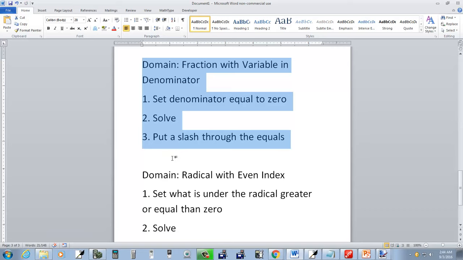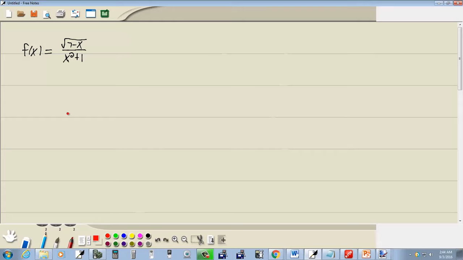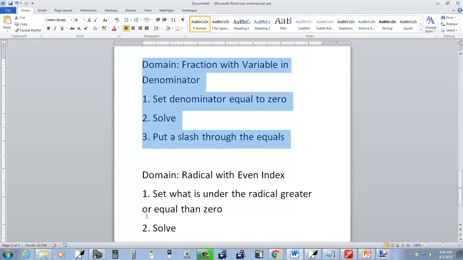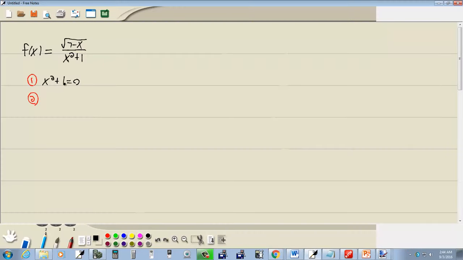Step 1, set the denominator equal to 0. Okay, so we got x squared plus 1 equal to 0. Step 2 is to solve this. Now I'm going to take the 1 over, so we're going to get x squared is equal to negative 1.